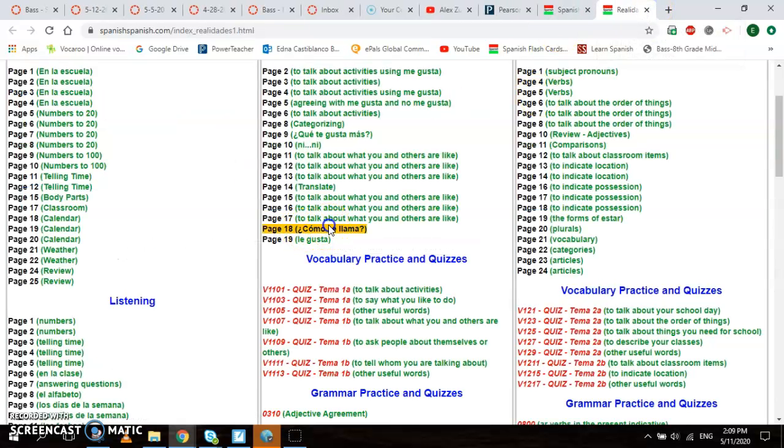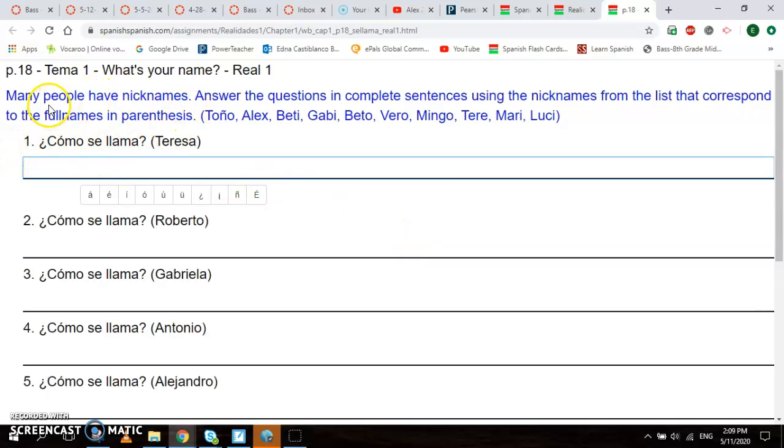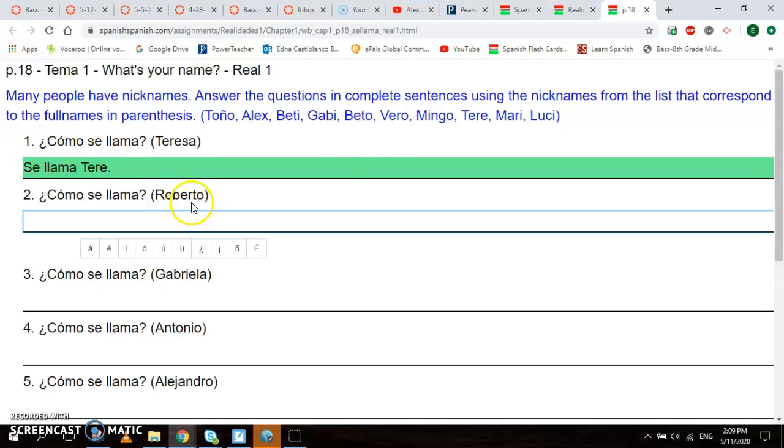Okay, the next one is ¿cómo se llama? So this one, many people have nicknames. Answer the questions in complete sentences using the nicknames from the list that correspond to full names in parentheses. So we are going to try to figure out which one is for which. This one is a little challenging, but I know you can do it. So this one says, ¿cómo se llama? And if her name is Teresa, I assume that se llama, and this structure is in your vocabulary, Tere. And then period, and it turned green. So for Roberto, it would be probably Beto, Gabriela, Gabi, and so on. So you're just gonna figure it out. If you have questions, you can always ask me.